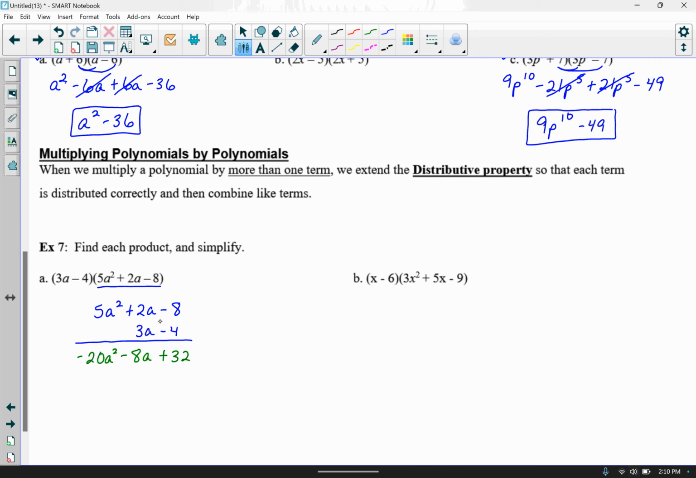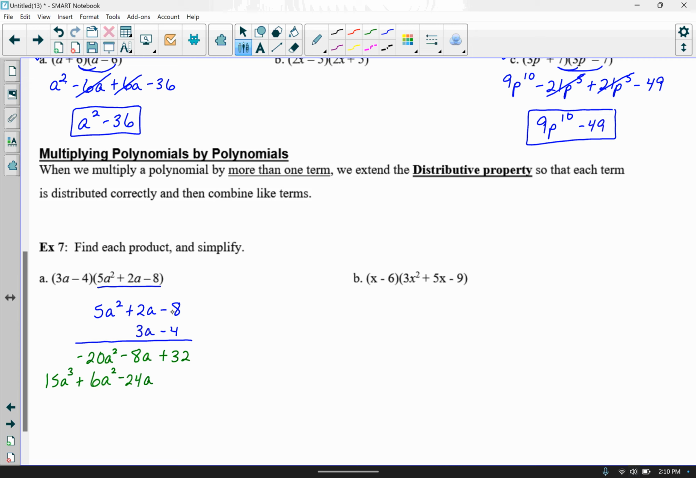3a times negative 8, so 3 times negative 8, negative 24a. So I'd put it underneath its like term. 3a times 2a, 6a squared, and it was positive. 3a times 5a squared, 3 times 5, 15, a times a squared, a cubed.